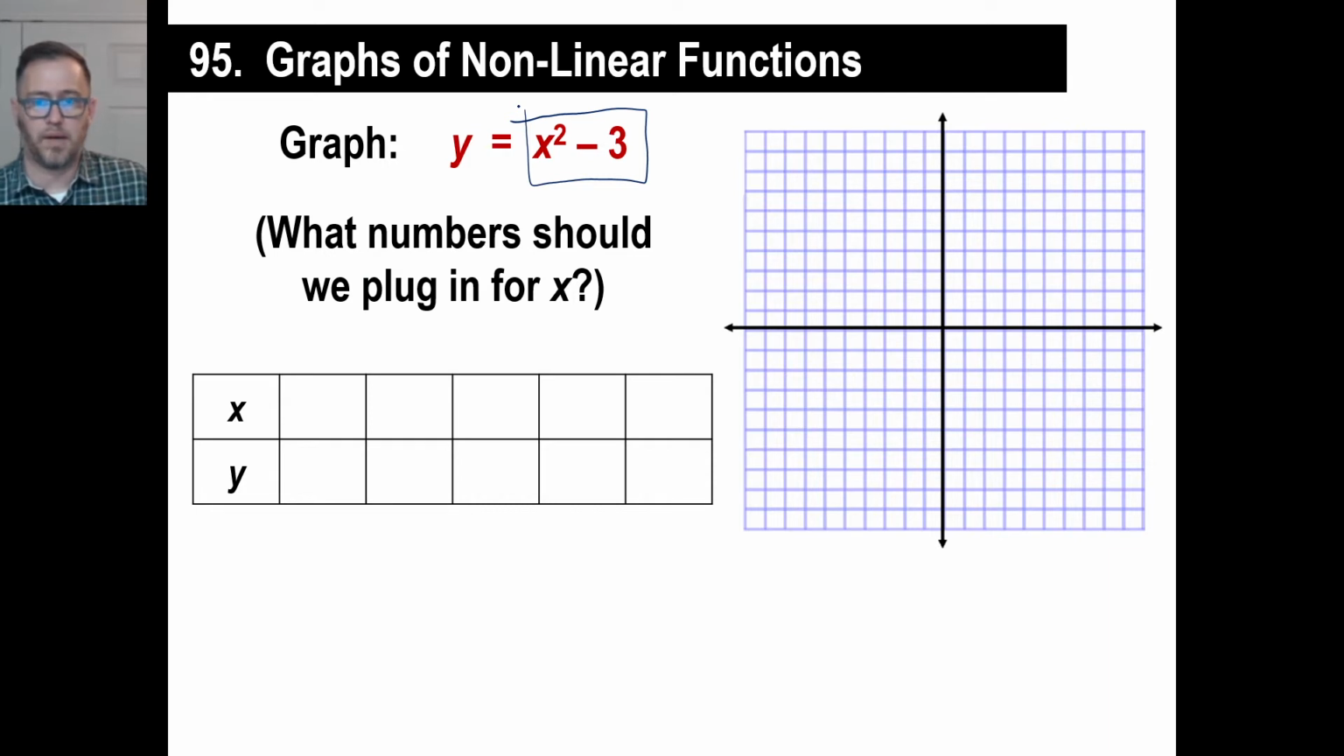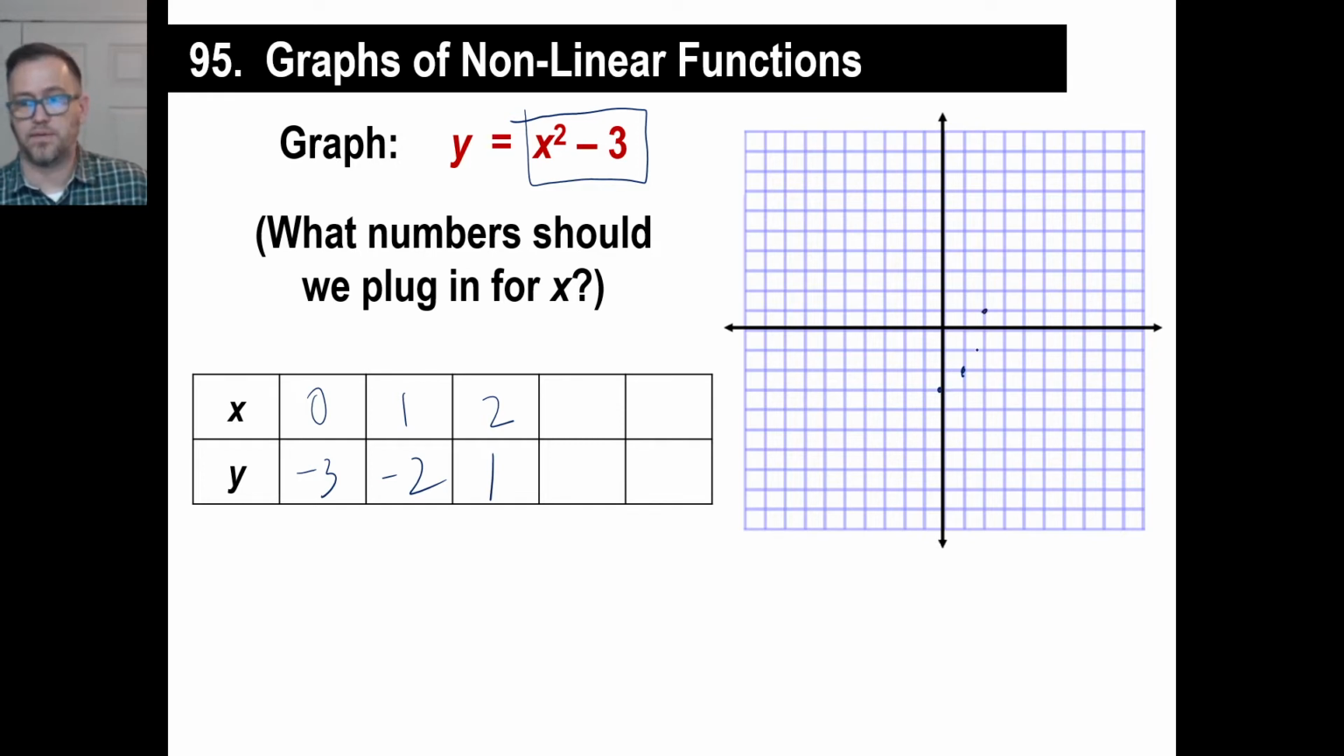Well, I think probably an easy number to pick would be 0, right? Because 0 squared minus 3 would be negative 3. There's a point for you, right? 0, negative 3, 1, 2, 3, okay? Let's try another point, make it easy. Let's try 1, let's try 2, okay? So we got 1 squared is 1, minus 3 is negative 2. So 1 over, and then negative 2, boom. And let's try 2. So 2 squared is 4, minus 3 is 1. So there's another. So 1, 2, and then 1.